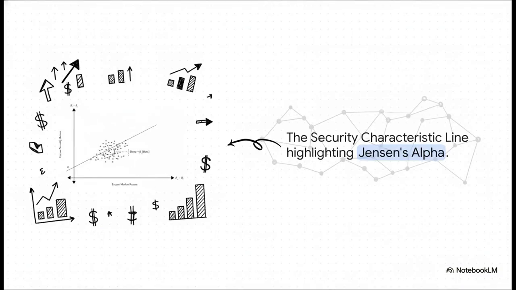To drill down just a bit more on Jensen's alpha, take a look at the security characteristic line. When we plot a security's excess return directly against the market's excess return, we get this regression line. The slope of that line, that's your beta. But the vertical intercept, literally where the line crosses the y-axis, that is Jensen's alpha. If it's a positive number, it is the literal mathematical representation of superior investment ability. It means they are generating return above and beyond the risk they've taken.